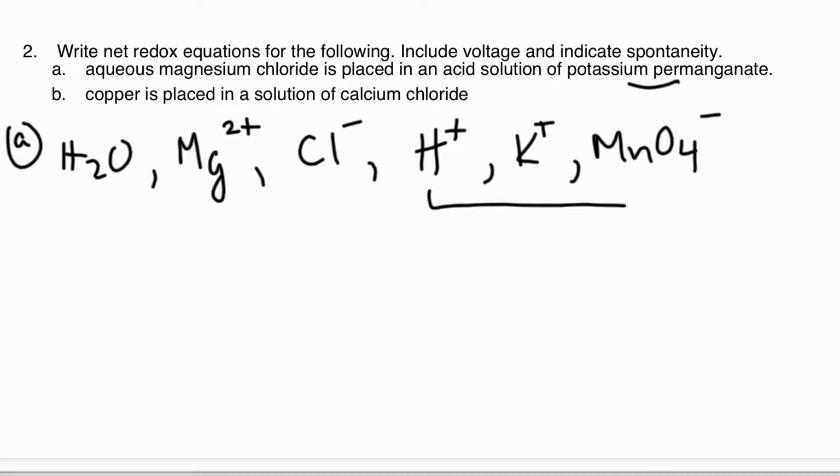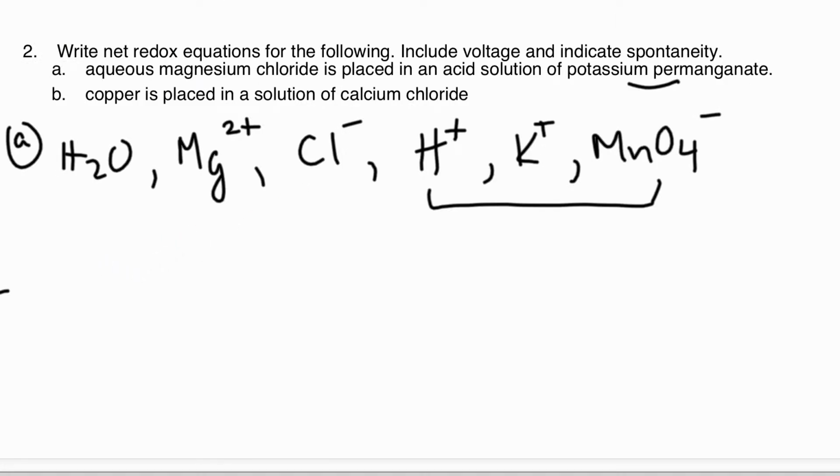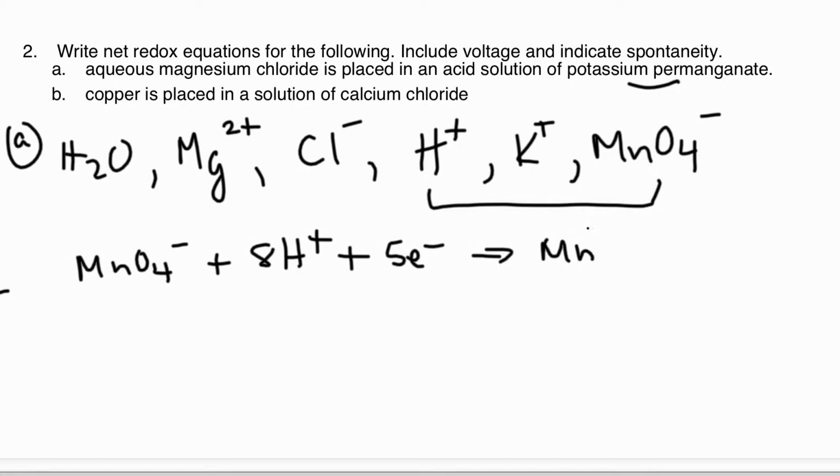Okay, I've done enough of these to know that that'll be my SOA. Let me just look at my chart here. MnO4 minus plus 8 hydrogens plus 5 electrons yields Mn2 plus plus, I believe, 4 waters. I think that's correct. So that is my SOA. And now I need to find out my SRA.